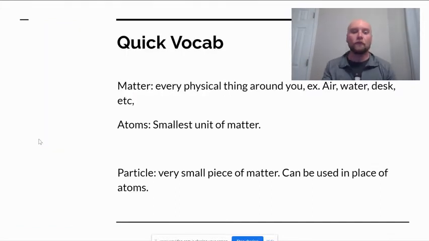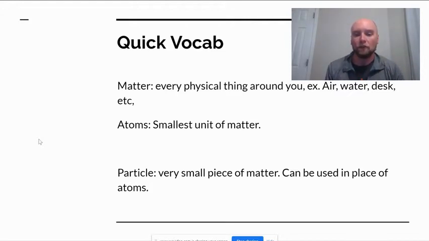Okay, let's take a look at those first 3 words at the very top there, and I want you to write these in. So matter is every physical thing around you, like the air, water, desk, etc. We talked a little bit about this in our last unit, but we're really going to be hitting that hard this time around. The next word is atoms. These are the smallest unit of matter. You've probably seen pictures of these. They've got the little dots and then something's twirling around them. I recommend that you Google atoms to kind of get an idea of what I'm talking about.